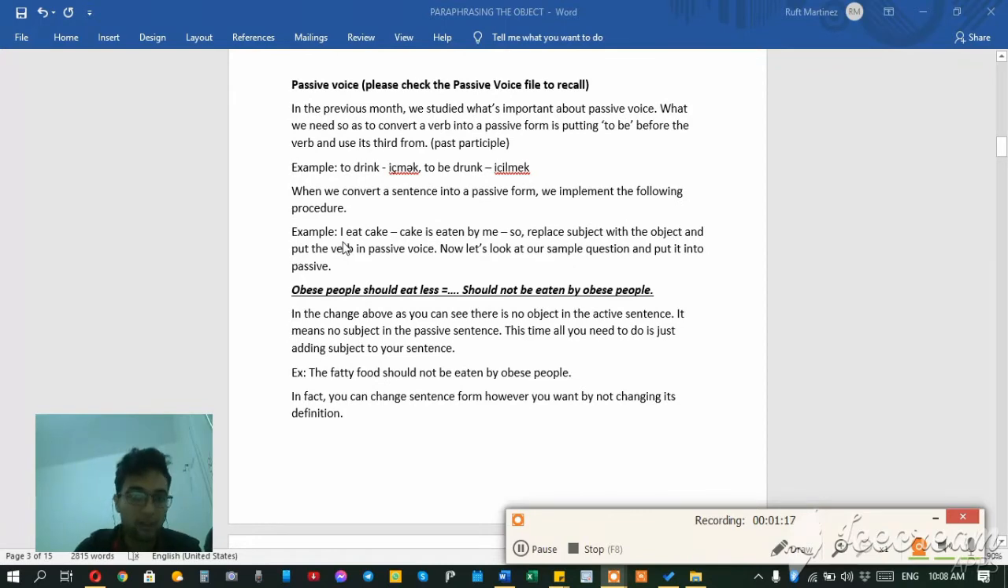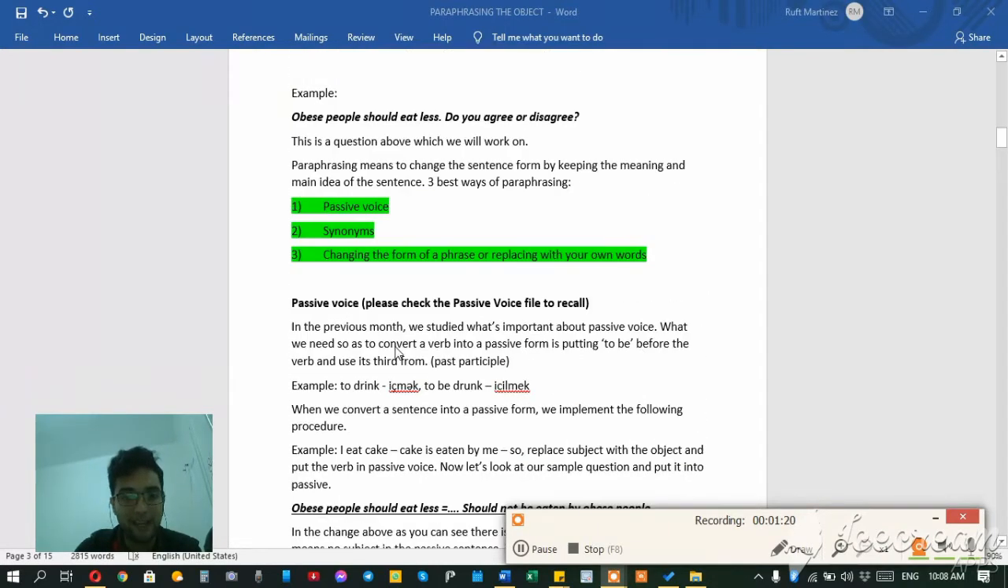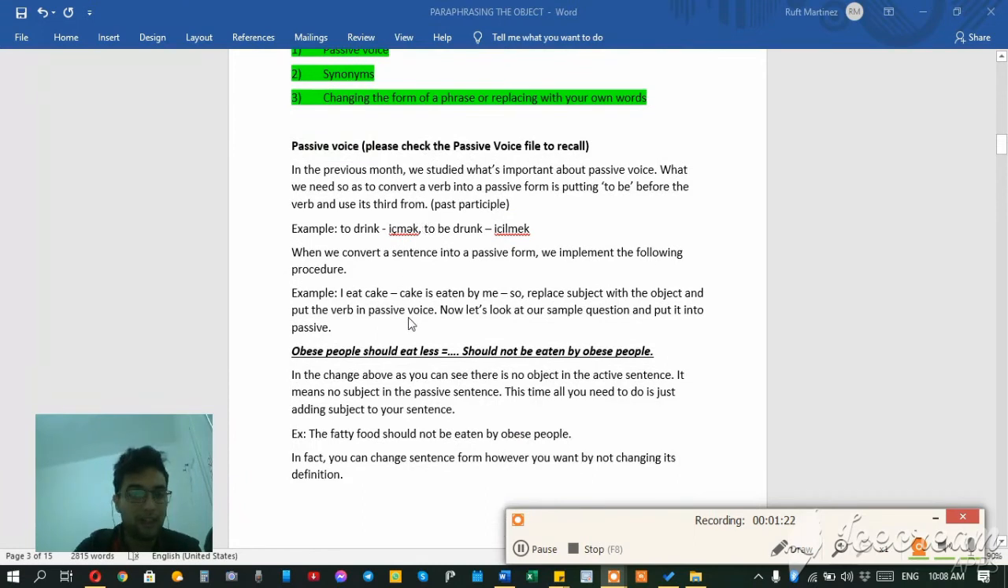What is the procedure? Let's say that your question is, I eat cake. Then you use the passive form and say a piece of cake. Mostly cake is not a countable noun. That's why you can't use a cake, but you can use cake alone or with other combinations, like a piece of cake is eaten by me. So this is the passive form. Replace the subject with the object. If you don't remember how to change active form to passive form, replace the subject with the object and put the verb in passive voice.